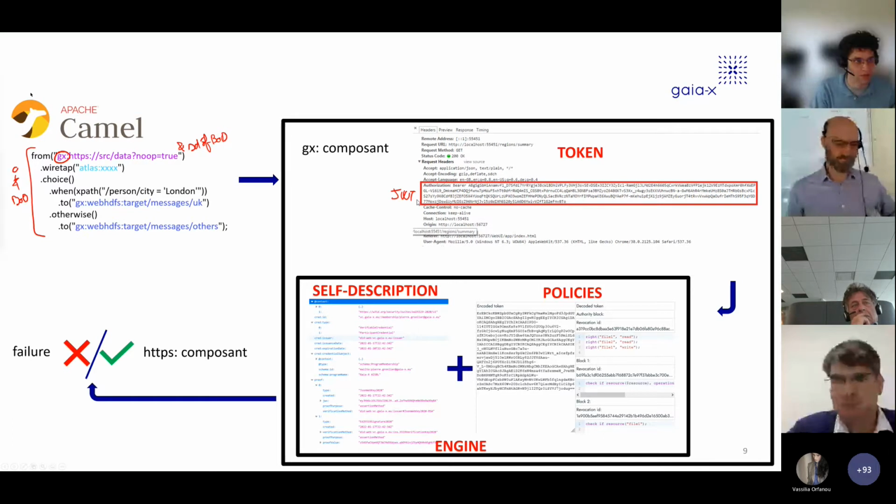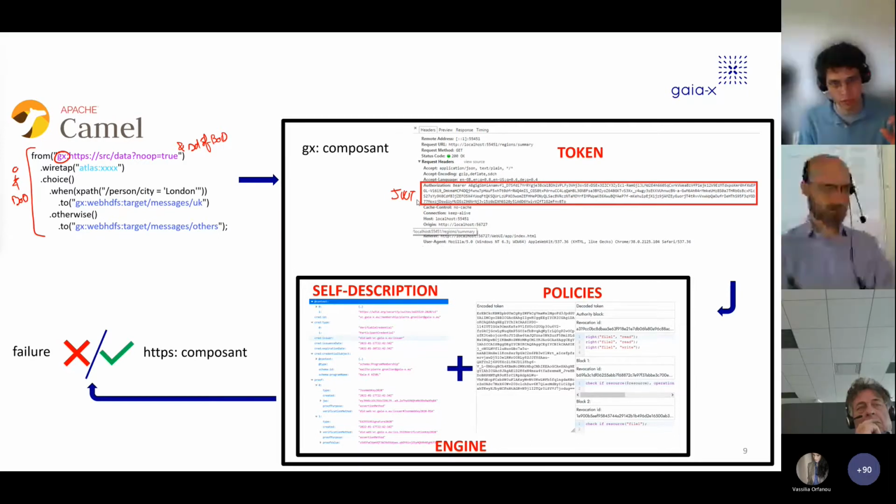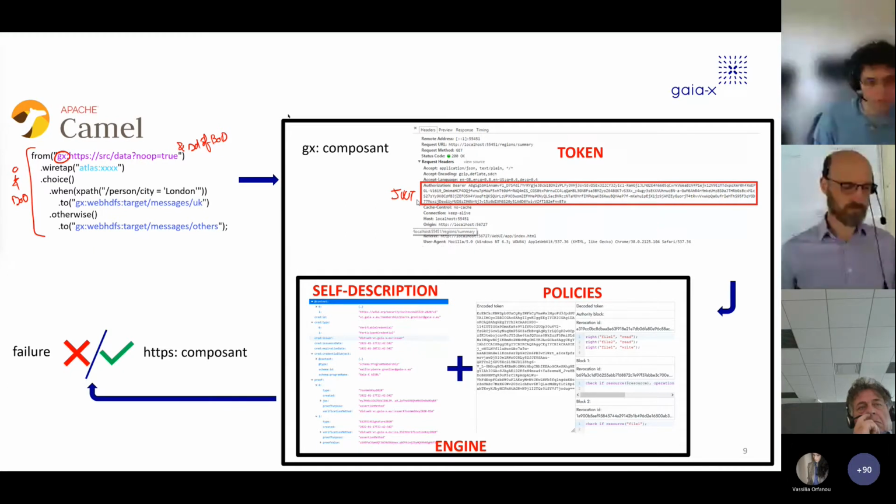So we don't have to implement every endpoint as part of this Apache Camel. We lean on that. We just implement a Gaia-X component that intercepts the subscription and is able to compute rules out of it.